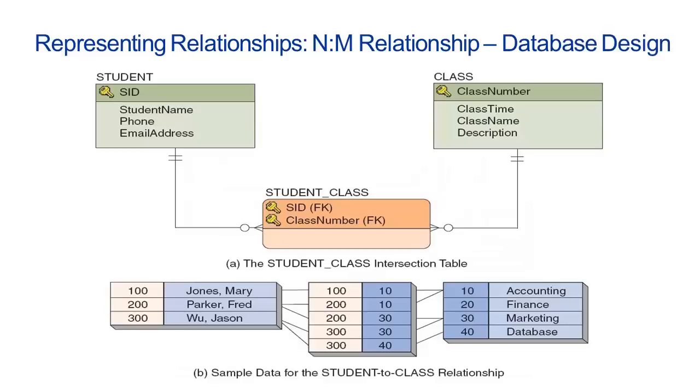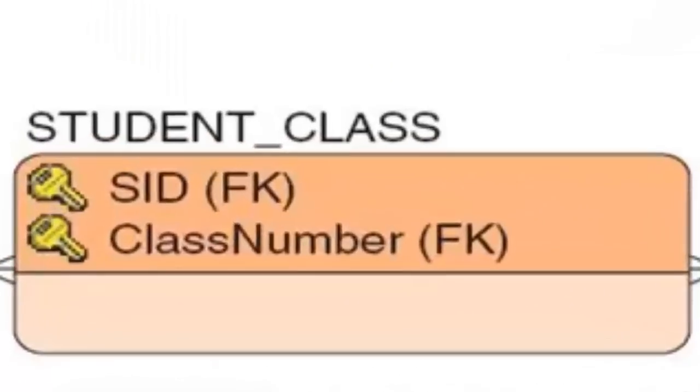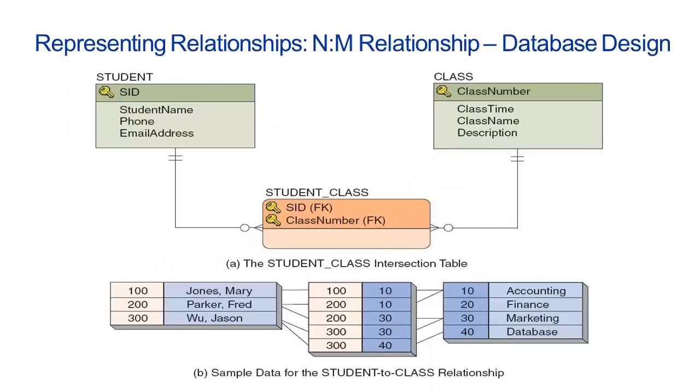Instead, we need to create an intersection table that will serve as a lookup table between the student and class tables. In this case, we've created an intersection table named student class, and we can see that it has a composite primary key composed of the primary keys of the two tables to which it is attached.